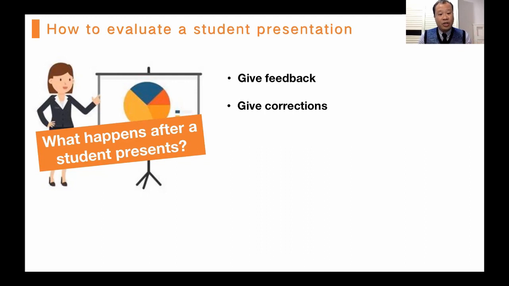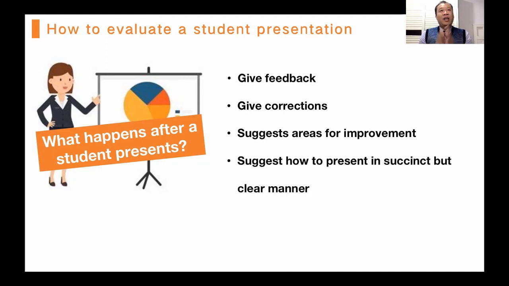And then, of course, correction. I suggest cold correction. Don't interrupt them as they present. Just like what I mentioned before when you're having a role play, never interrupt them in the middle of this kind of activity. Let them speak freely. And then, of course, suggest areas for improvement.